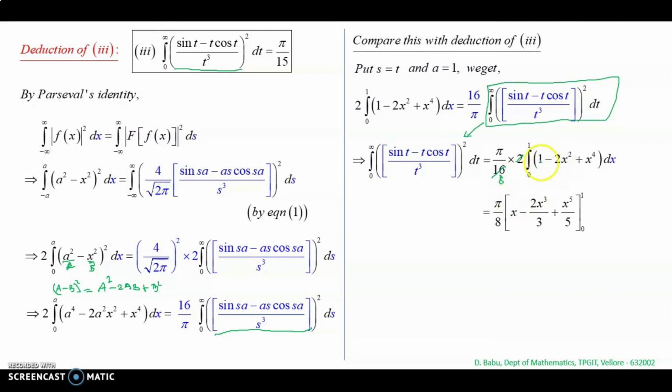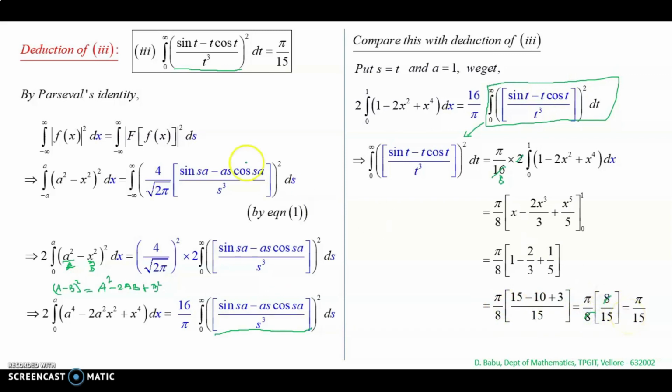Now integrate. The integral of 1 is x, the integral of x square is x cube by 3, and the integral of x power 4 is x power 5 divided by 5. Apply the limits 0 to 1. So pi by 8 times 1 minus 2 by 3 plus 1 by 5. Take LCM 15: 15 minus 2 fives are 10, plus 1 three is 3. So 15 plus 3 is 18, 18 minus 10 is 8. So pi by 8 into 8 by 15. This 8 gets cancelled, which equals pi by 15. This proves deduction 3.